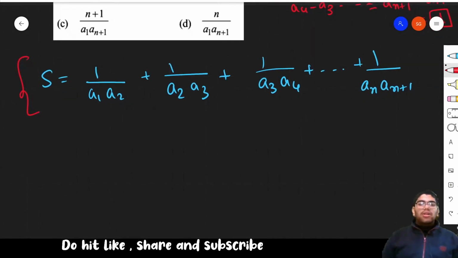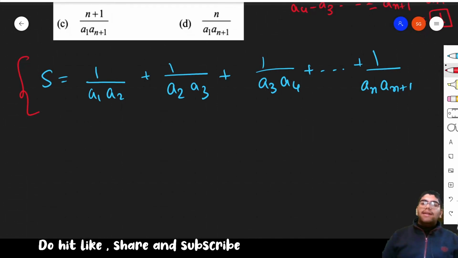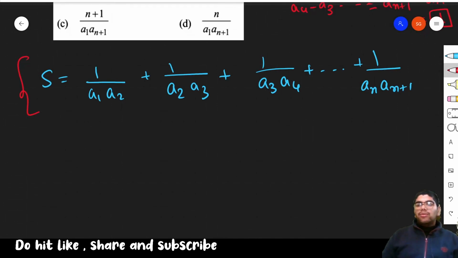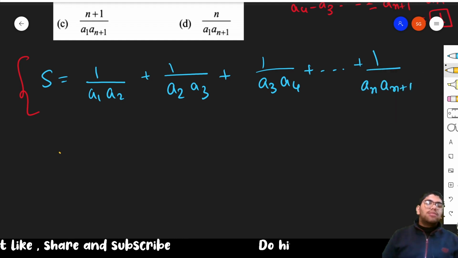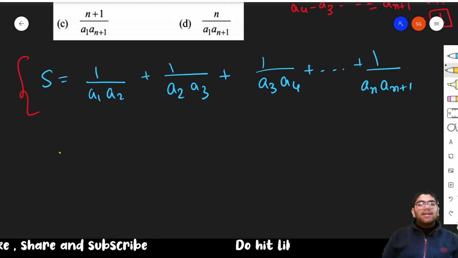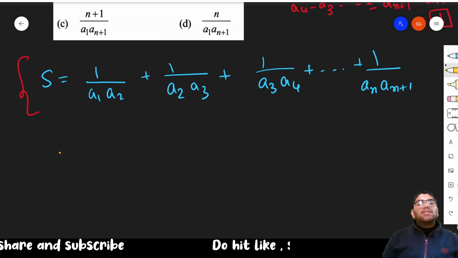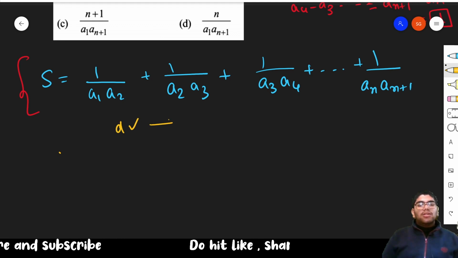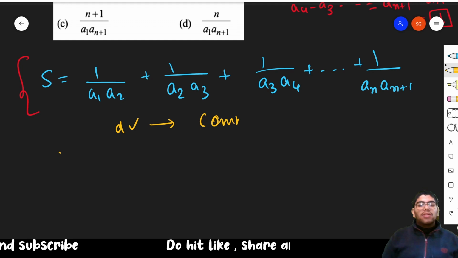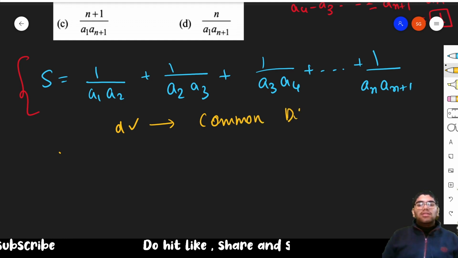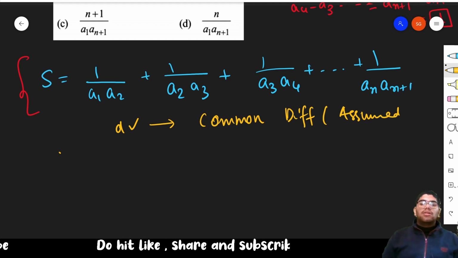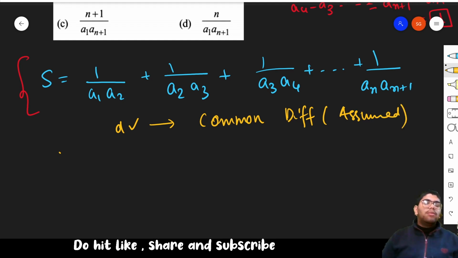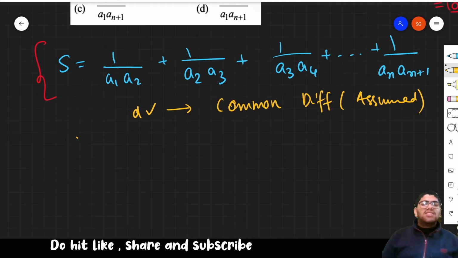Okay, so we'll actually apply this, and what I can do here is multiply this expression by the common difference of the AP. So let us assume that the common difference of the AP is actually D. So this is the common difference. Okay, I must write it. So this is the common difference. Just to solve the problem, I have assumed that the common difference is D.